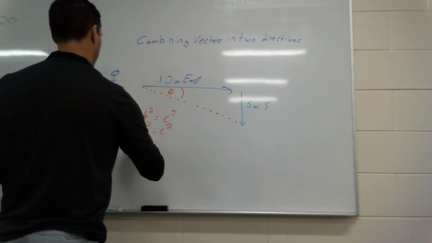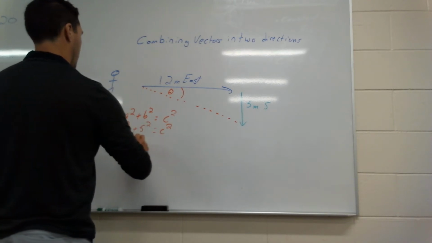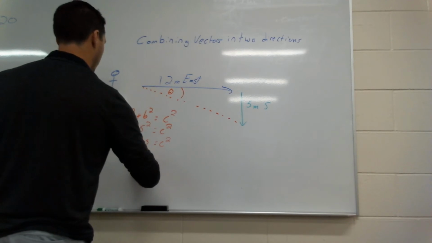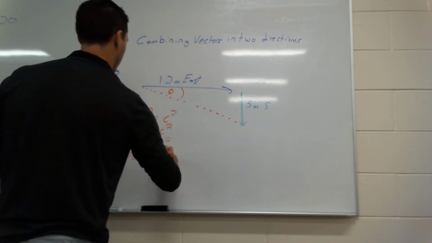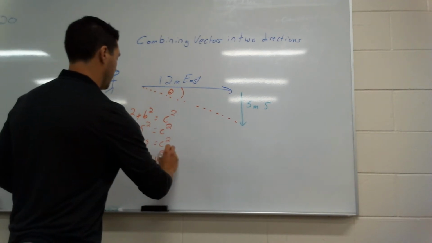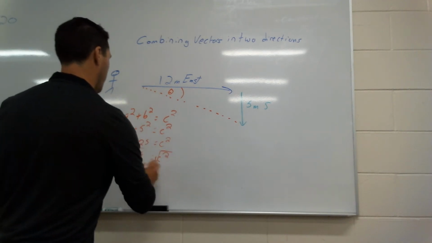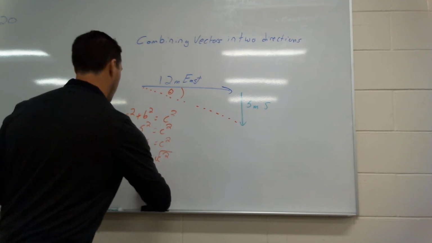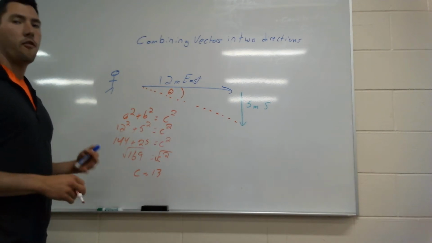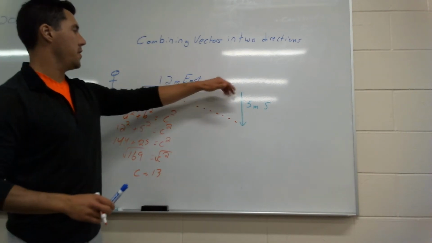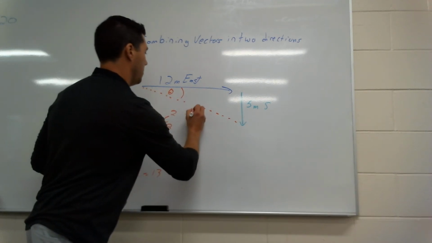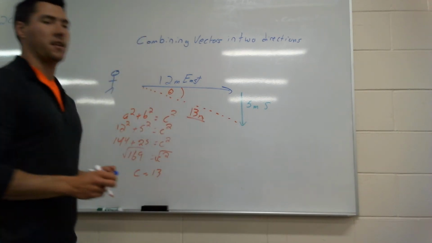144 plus 25 equals c squared. This gives us 169, okay, equals c squared. Now, that squared's still there, so square root. 169 square root should be exactly 13, so c equals 13. So basically our magnitude, how far, if I go 12 this way and then 5 down, this should be exactly 13. So 13 meters is just our magnitude.